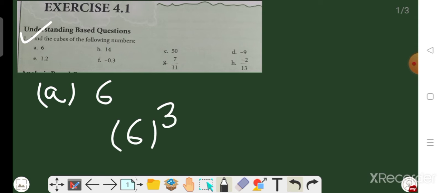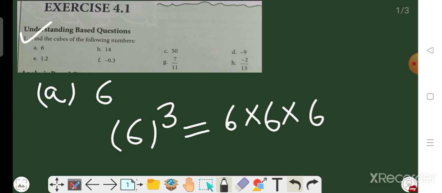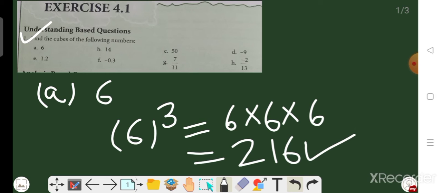So 6 raised to the power 3 is equal to 6 multiplied by 6 multiplied by 6, 3 times, and the product is equal to 216. This is the cube of 6. Okay. Now we will take one more example of this question.